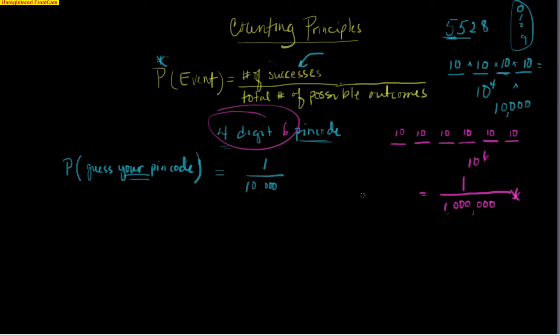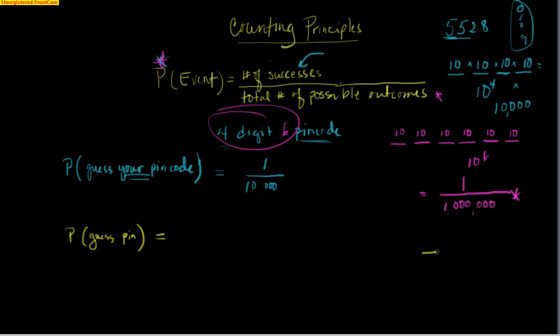Right? So we're still always coming back to this formula. It's just figuring out these possible total outcomes starts to get a little more complicated. So the other possibility, and let's do another color here, let me go to yellow. What is the possibility of guessing your PIN code again, if you can't use repeated digits? All right, you can't use repeated digits.